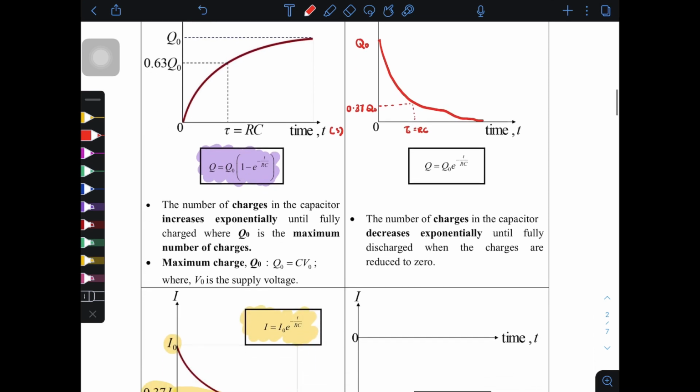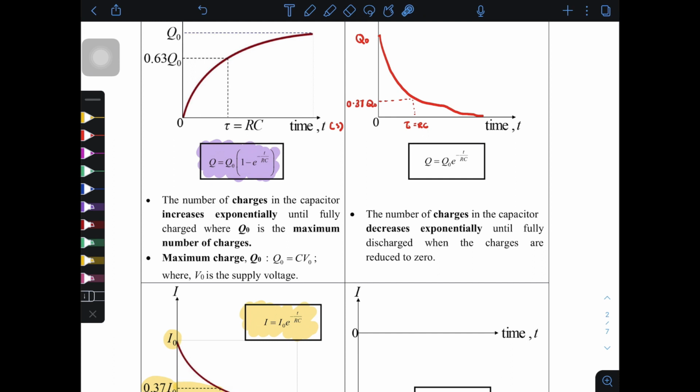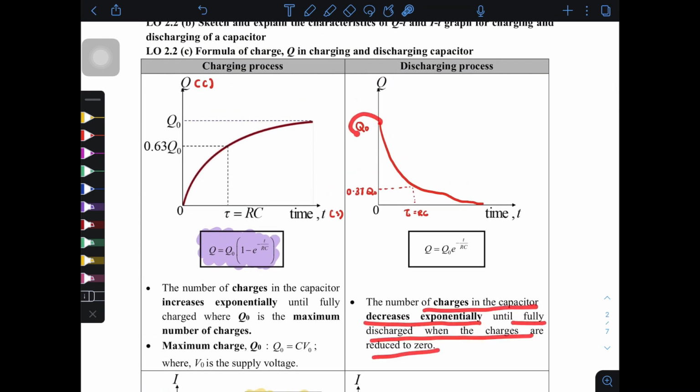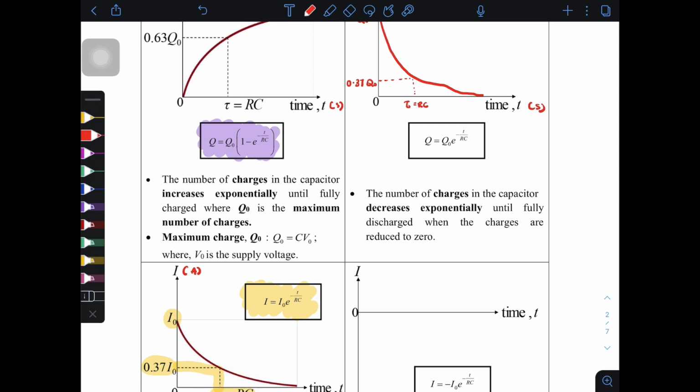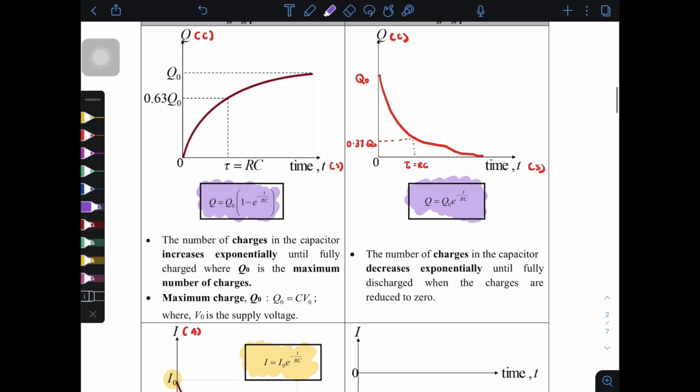It decreases exponentially. The number of charges in the capacitor decreases exponentially until fully discharged, when the charge is reduced to 0. Because we discharge, we remove our charge. So from the maximum, it decreases exponentially to empty. And the equation for discharging charge is Q equals Q0 e^(-t/RC). Q has the unit coulomb, time has the unit second. Okay, earlier I had the unit ampere for current, and time had the unit second. Right? So this equation for discharging, Q equals Q0 e^(-t/RC), is given.